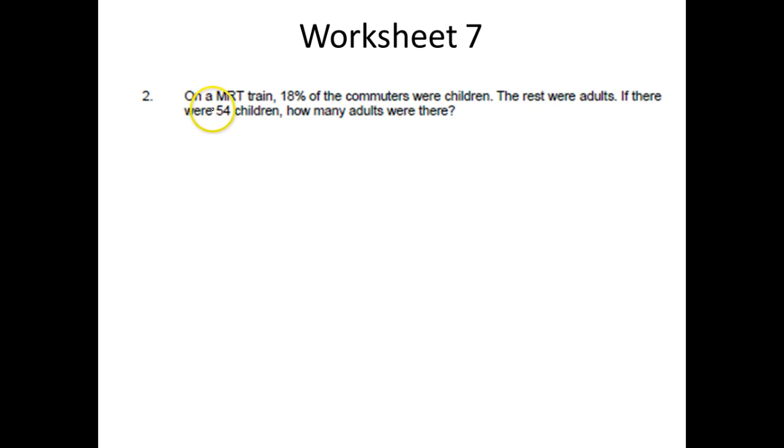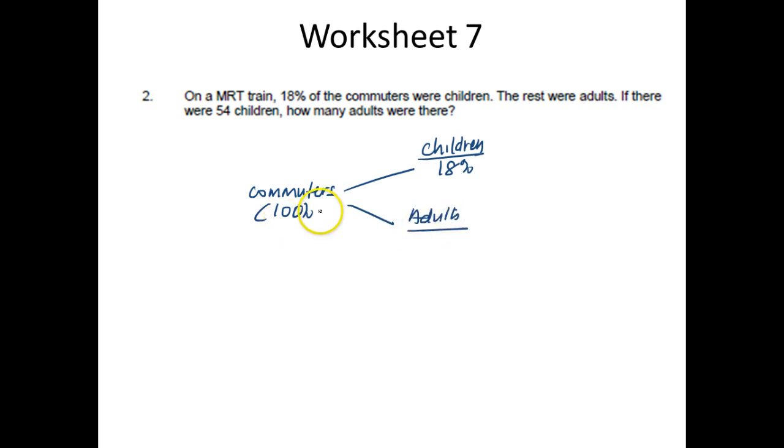Question 7. On an MRT train, 18% of the commuters were children, the rest were adults. So there are commuters, children 18%. Commuters will be 100%, right? Adults, 100% minus 18% would be 82%.